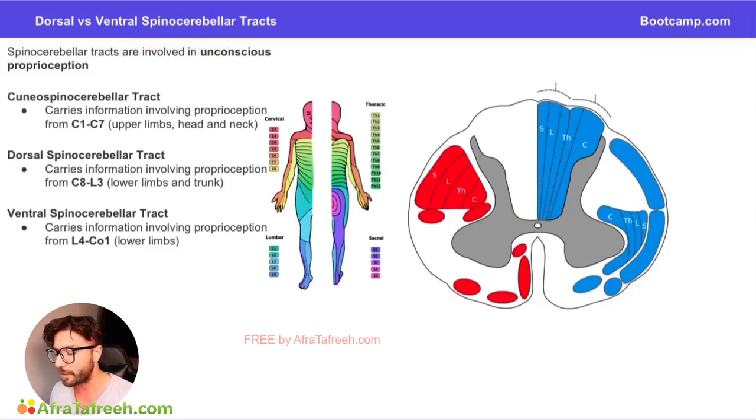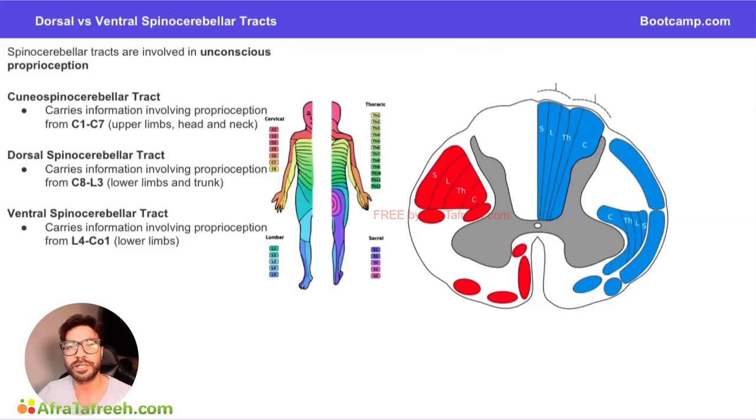So what does the spinocerebellar pathway do? Well, it carries unconscious proprioceptive information. So what type of information is this? This is basically how your brain knows where your limbs are in space with respect to your body. If I stick my hand behind my back, for example, while I'm sitting here, my brain knows that my feet are below me and planted on the ground and my arms are to the side. I don't really need to think about that type of information.